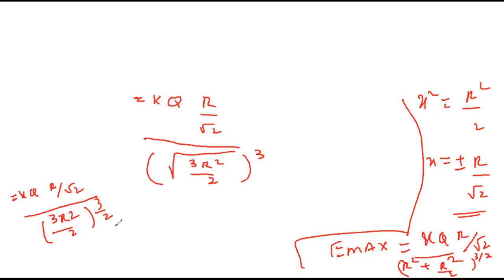Now this I can write as k q r by root 2 divided by... Now see, this is r square and this is in root, so r square and root will vanish, only I will get r cube.